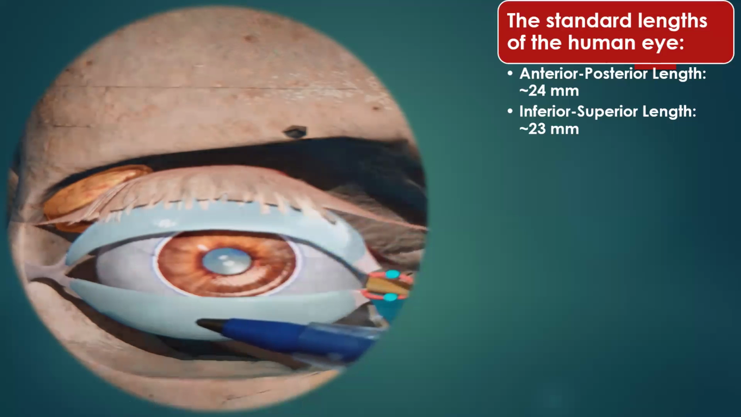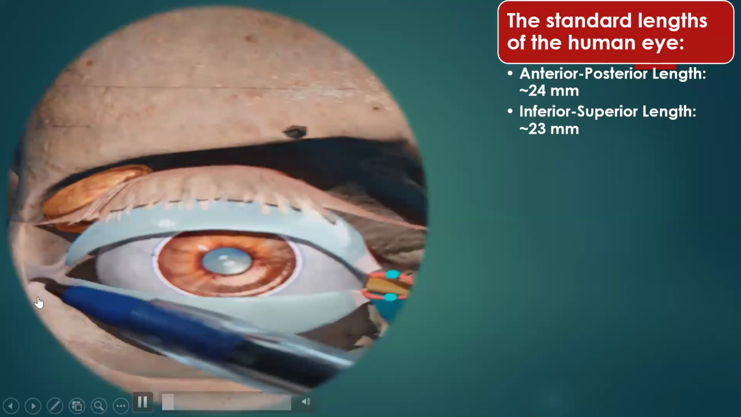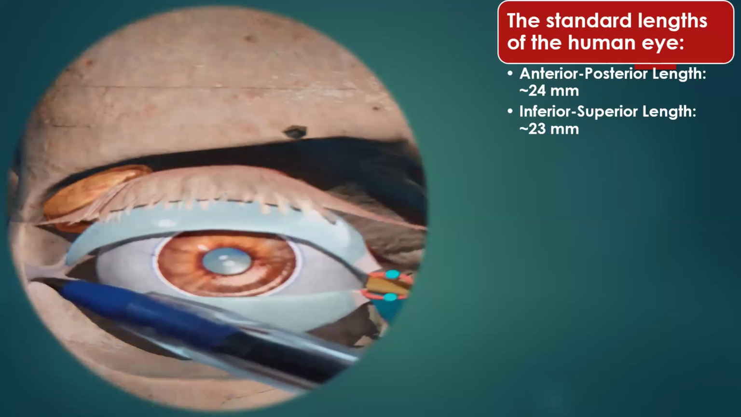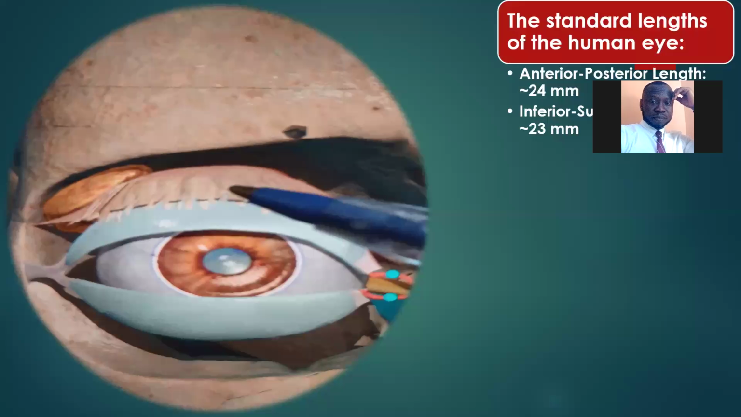The next we'll be looking at is the lateral palpebral ligament. Now, the lateral palpebral ligament, that is this structure here, provides an attachment for the tarsus to be attached to the skull in the orbit. It is with the help of this lateral palpebral ligament that the tarsus is attached to the orbit.